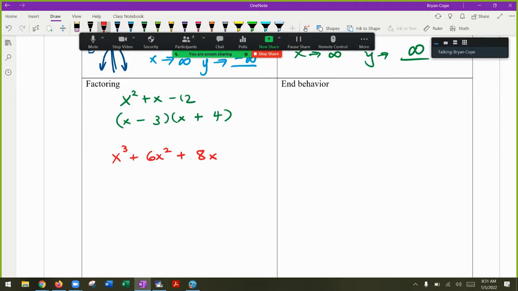Here, let's talk to people individually. Laura, what's the GCF here? Oh gosh. Just x, right? They all share at least an x. So then we can boil it down to this.